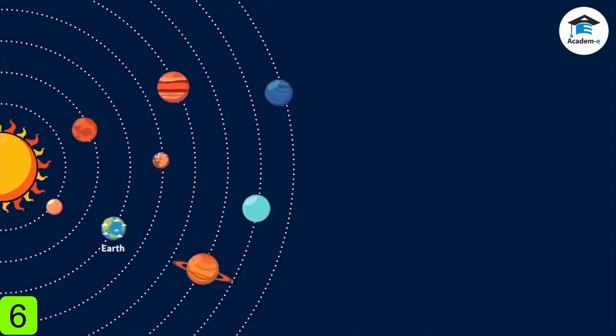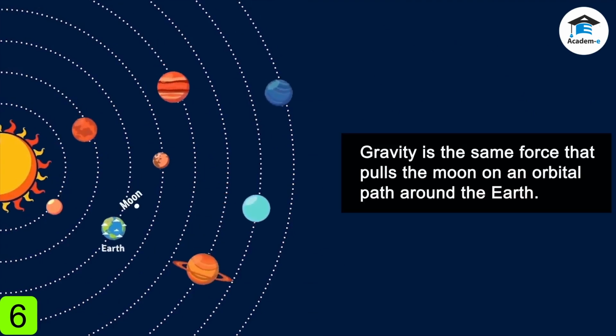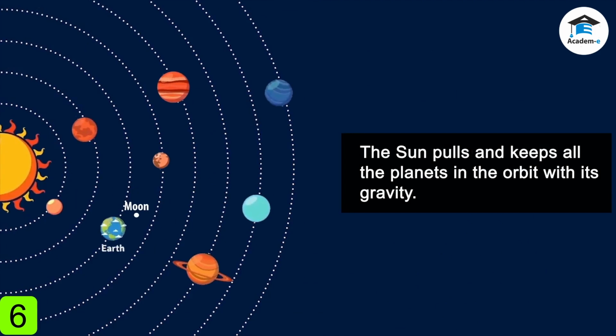Newton extended the idea to the motion of heavenly bodies. According to him, this is the same force that pulls the moon on an orbital path around the Earth. Since the sun is bigger than the Earth and the other planets, the sun pulls and keeps all the planets in orbit with its gravity. Without gravity, the planets would wander away from the sun.